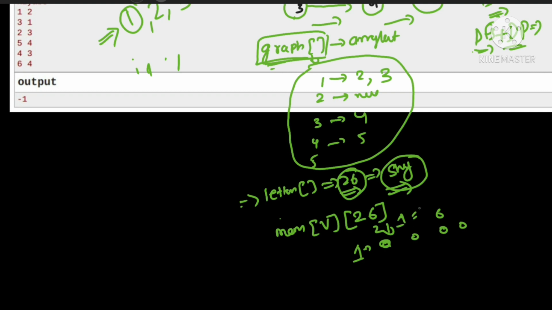If it is B, then I will increase the first frequency to B. So that while I am traversing this graph, I will know what kind of frequency, what kind of alphabet I am visiting. That's the use of it.